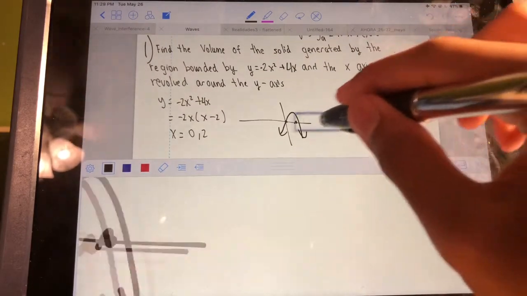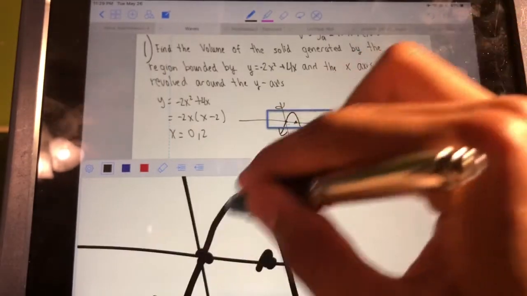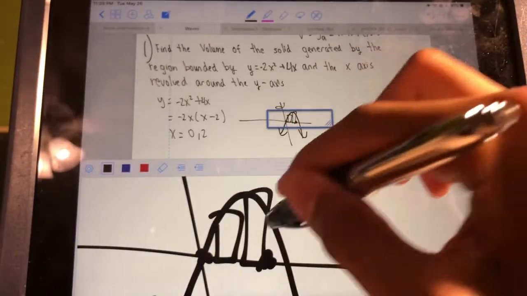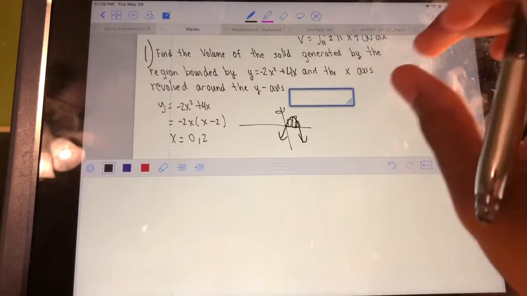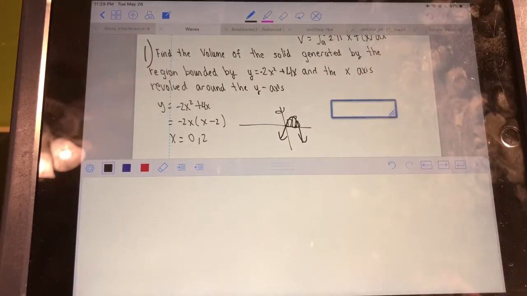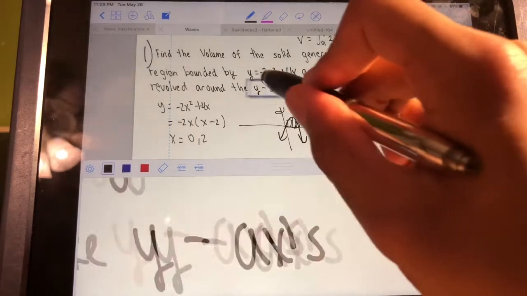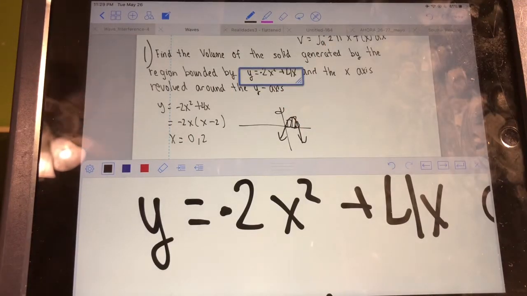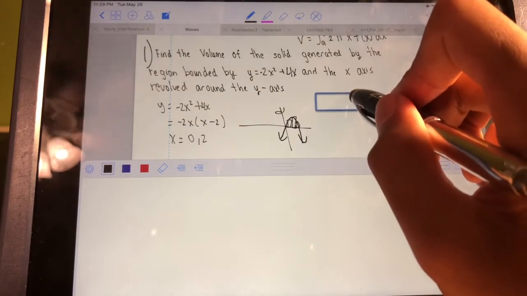Since we're revolving it around the y-axis, those are what the slices will look like. They'll be small and vertical, since they have to be parallel. But if we were trying to use washers, what we would need to do is convert it so it would be in terms of y. And now when you see this function y equals negative 2x squared plus 4x, it might be hard to immediately convert that into terms of y. So what we would need in this scenario is to use cylindrical shells.